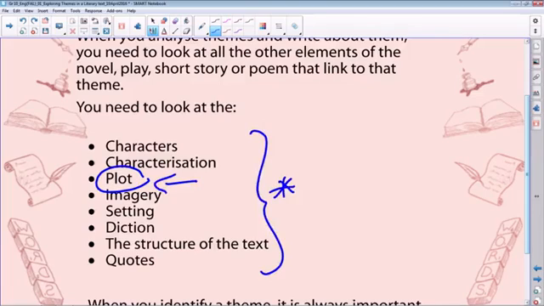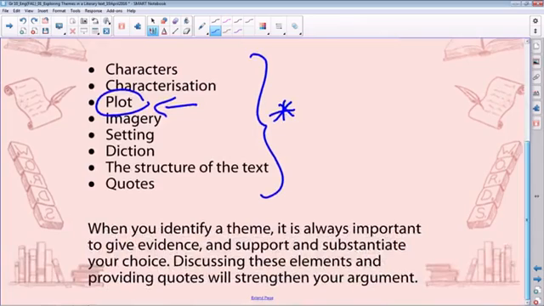What you want to do is give evidence that you know this text, you've read it, you understand it. So you need to give evidence, as I've mentioned. You need to substantiate, and you need to provide quotes, because it's all about strengthening your argument. That's what you want to do. You want to have a strong argument.